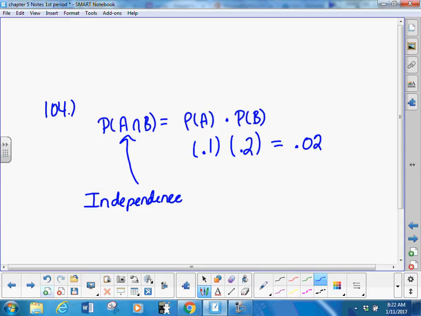So when do you use the subtracting out again? When you use probability of A times probability of B minus the probability of A and B? When it's not independent. Okay. When it is independent, you can just go here because there's not an intersection.